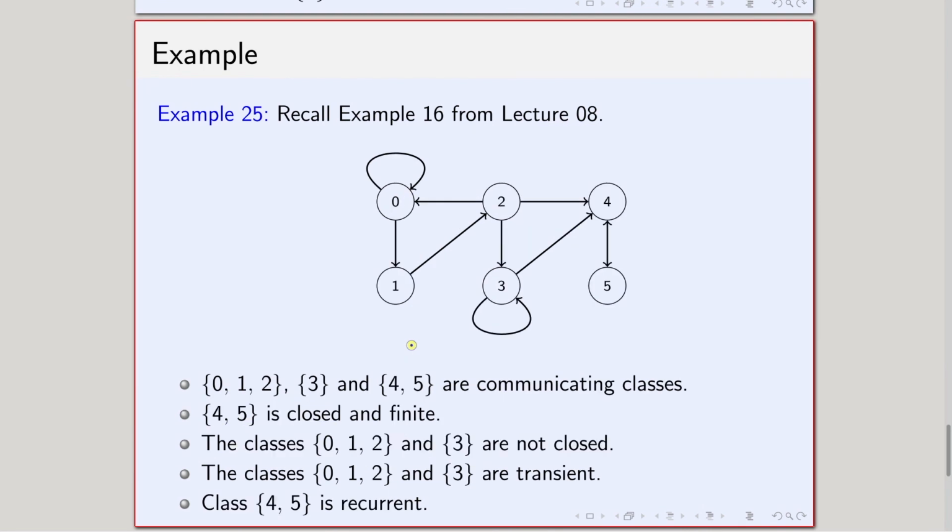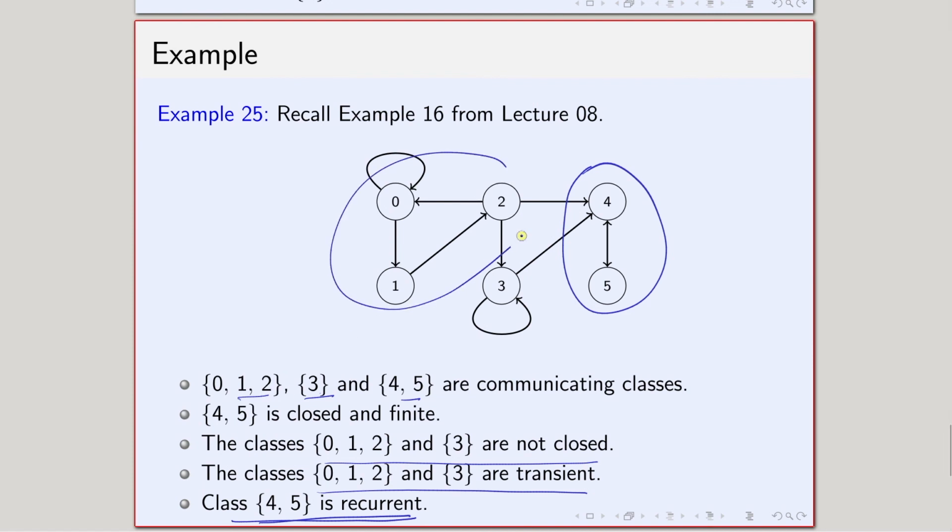Let us proceed. Again, same kind of example. In this case also there are 3 communicating classes, and each communicating class is finite. We have also shown that the class 4, 5 is closed and finite, so this class is recurrent. On the other hand, the other two classes are not closed, so just like the previous example, they are transient. So one is a recurrent class, and the other two are transient classes.